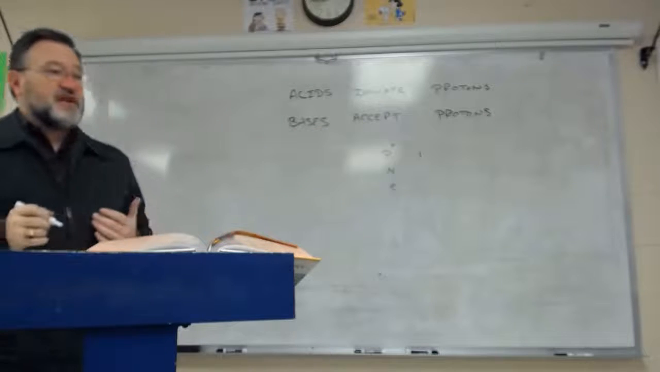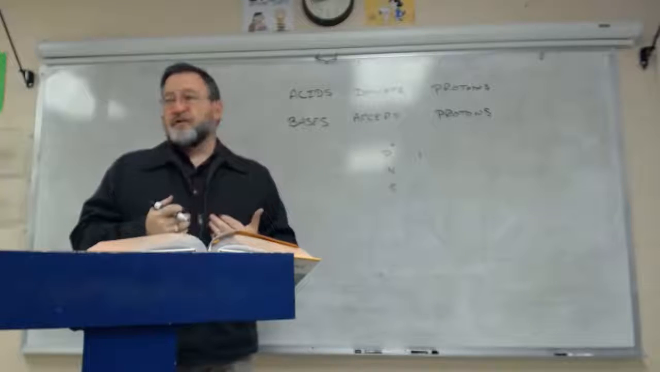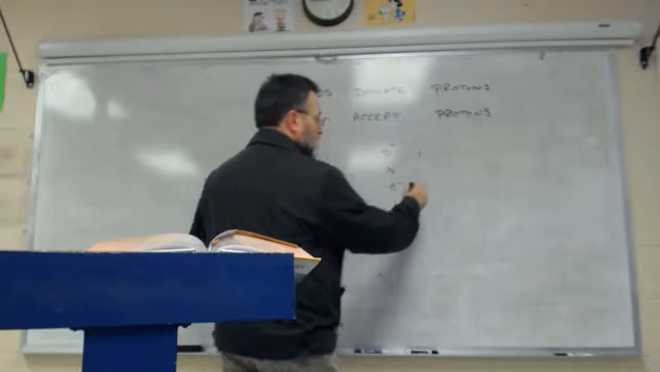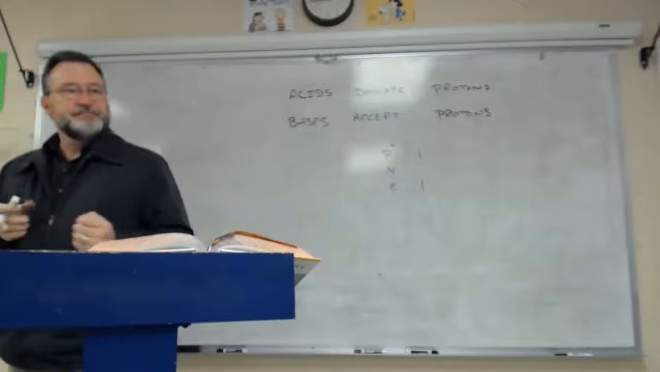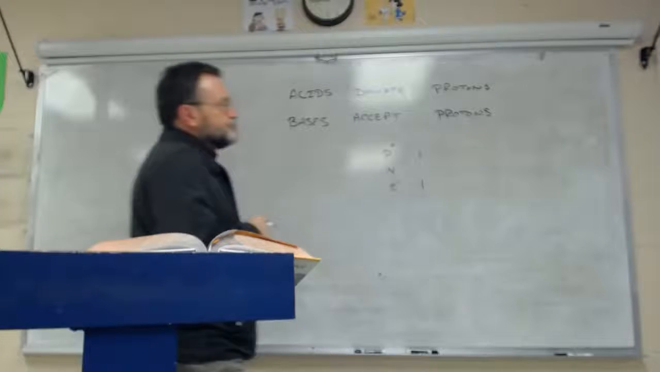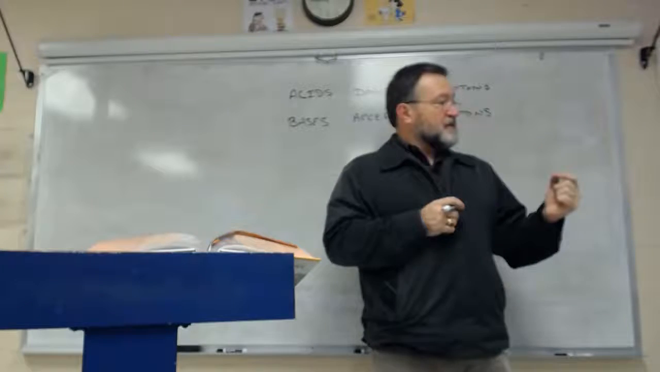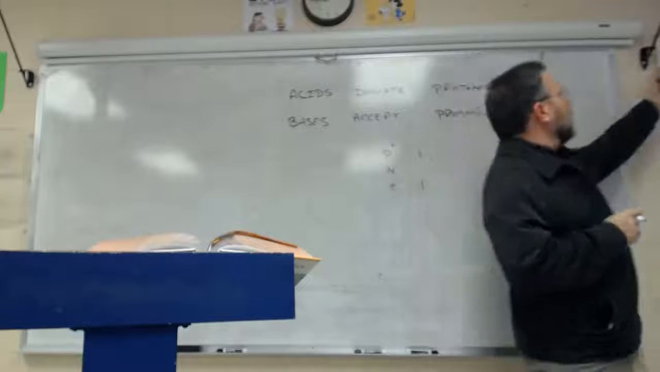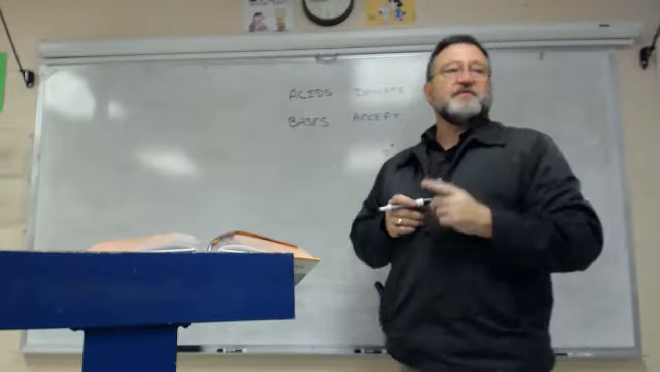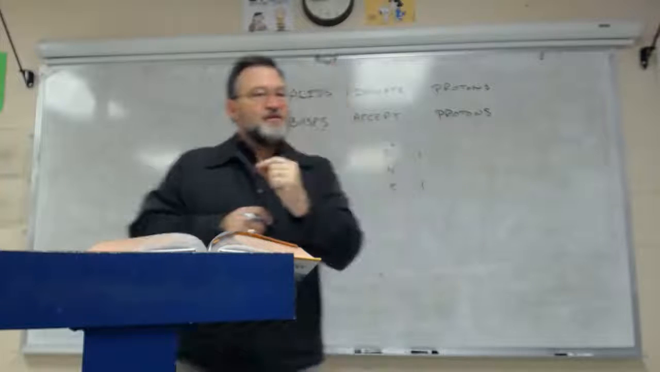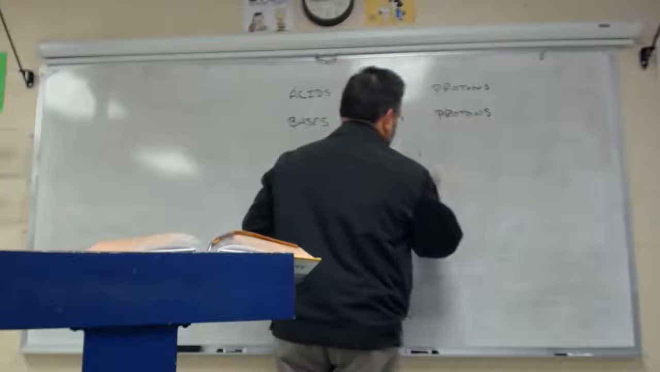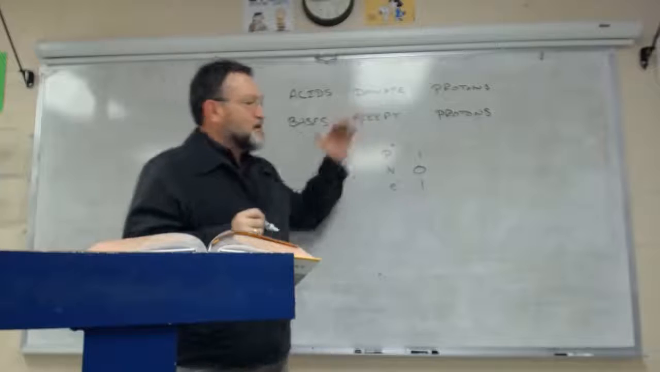And how many electrons does it have? Well, if it's a neutral atom, it's going to have as many negative charges as it has positive charges, meaning that it's going to have 1. How many neutrons does it have? Remember, neutrons is the atomic mass minus the atomic number, right? Atomic mass is 1. Atomic number is 1. 1 minus 1 is 0. Good. Don't take anything for granted anymore, okay? 1 minus 1 is 0.